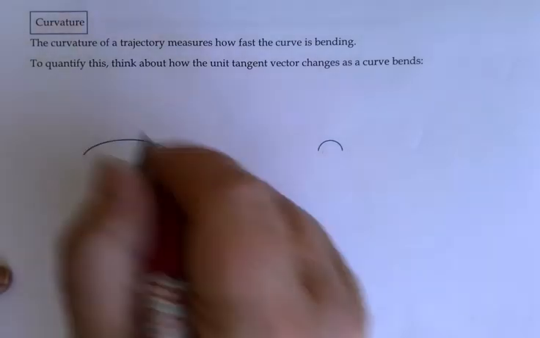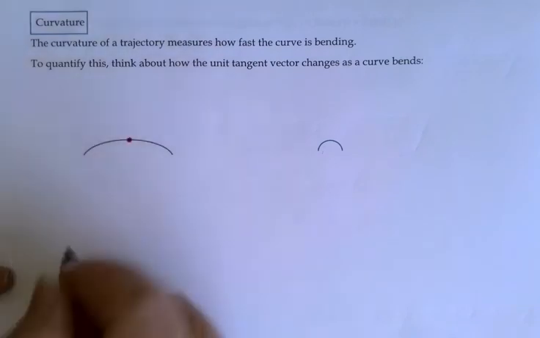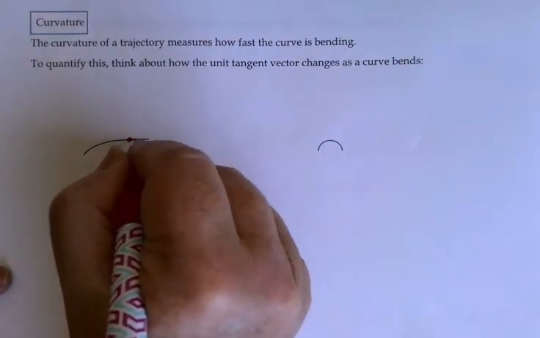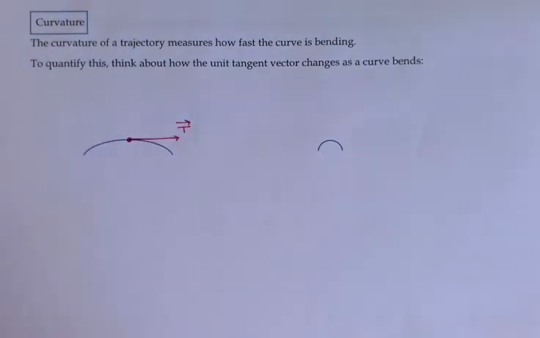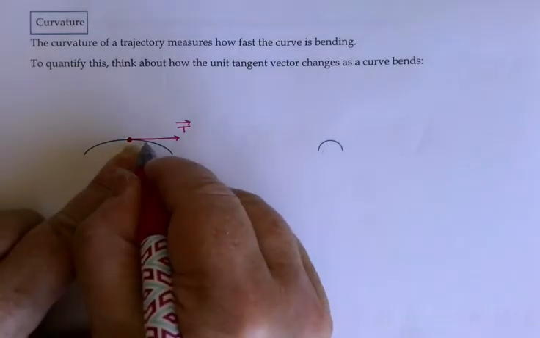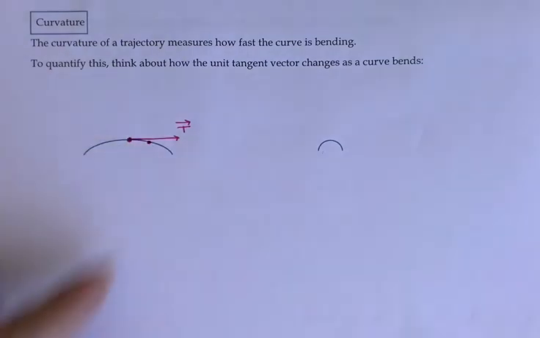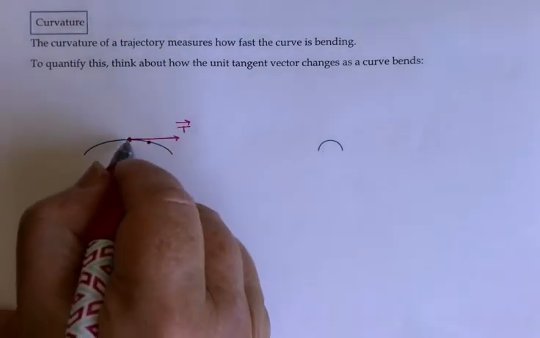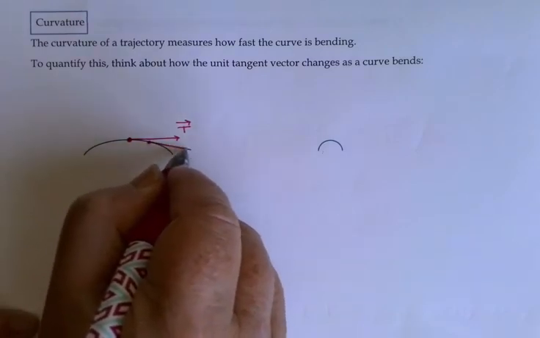If I were to take a specific spot on the curve, and let me just go right here at the top, and sketch the unit tangent vector, it would look something like that. Now I'd like to go over a little distance on the curve, maybe over to here, and sketch the unit tangent vector again. It would look something like that.